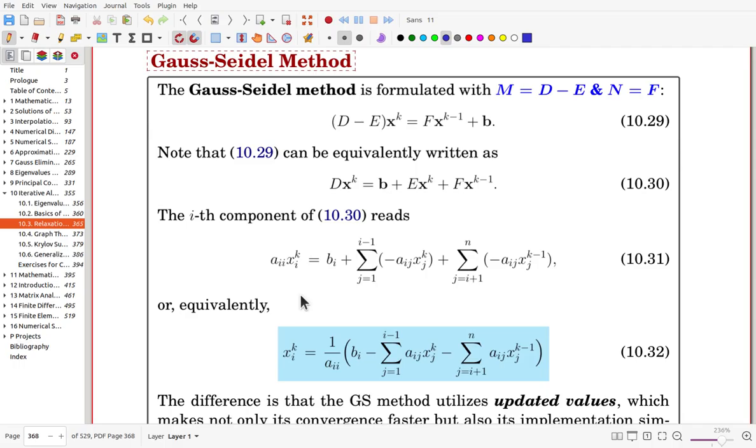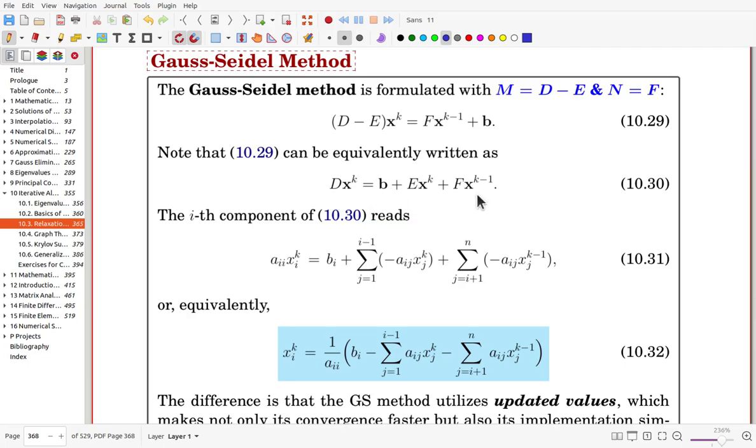The method is formulated with M to be the diagonal portion and lower portion, and the corresponding N must be the negative upper portion. So we have here the vector equation. We'll move this one to the right side, so we reach that equation.